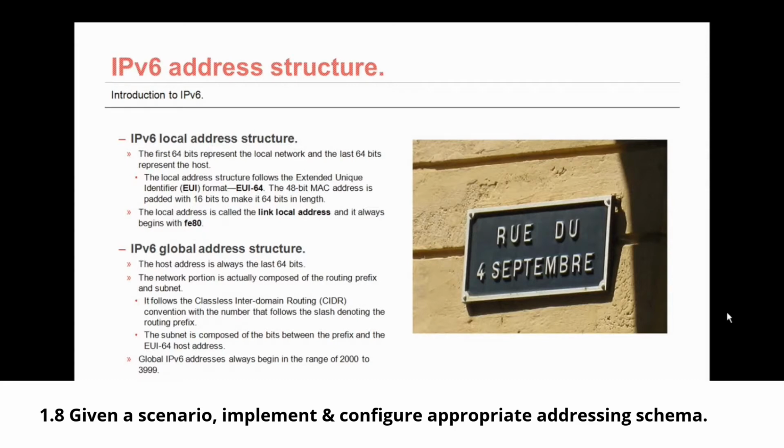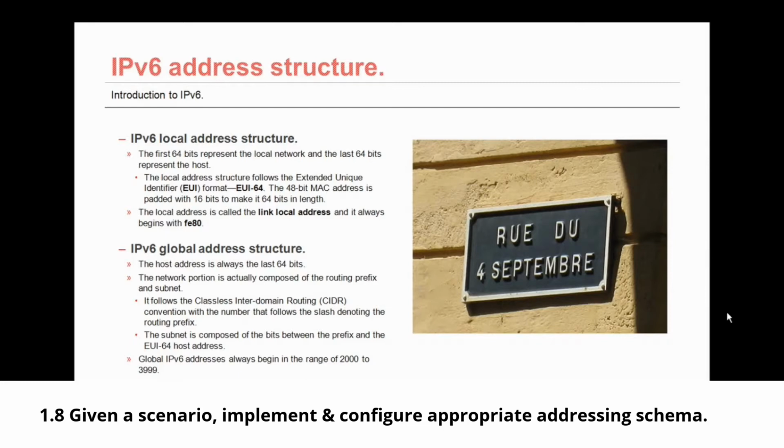So now let's talk about IPv6's local address structure. For the local address, the first 64 bits on the left represent the local network, and the last 64 bits on the right always represent the host.